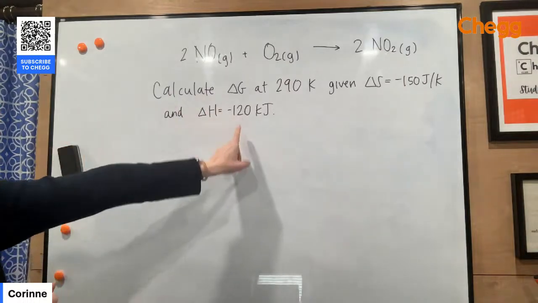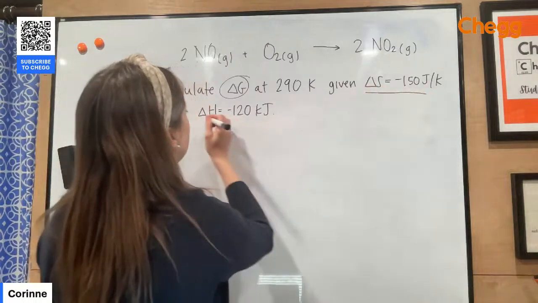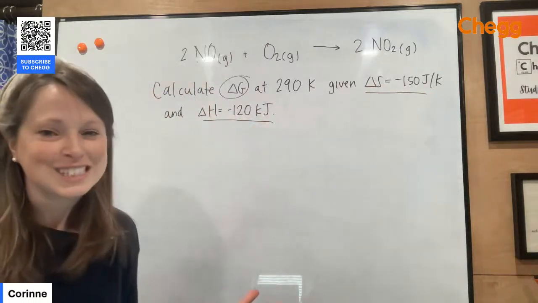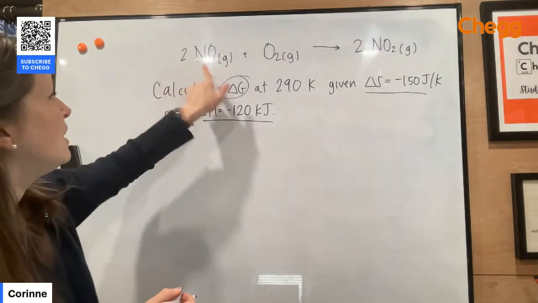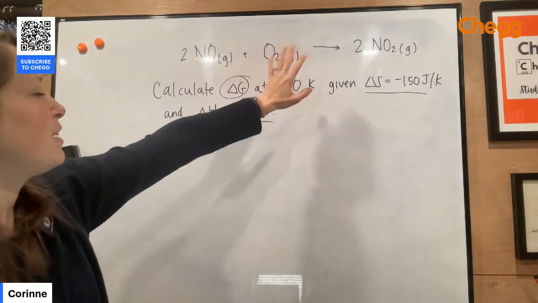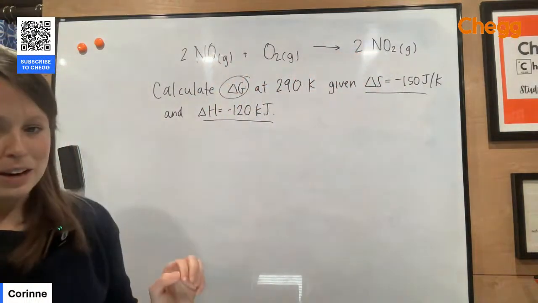All right, so with this, we are trying to find delta G. We're given our delta S and our delta H, which is really nice. So you don't have to use the tables to then calculate that. But again, like I said, if you weren't given that information, you just pull each of these values from the table and just subtract the energy of the product minus that of the reactants.